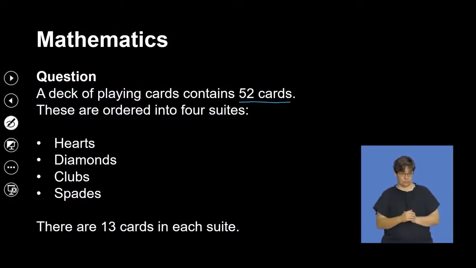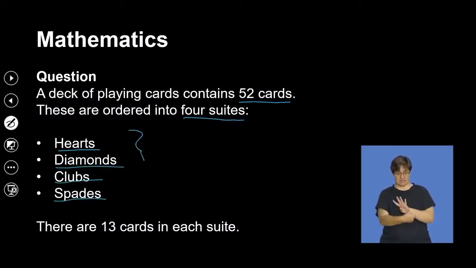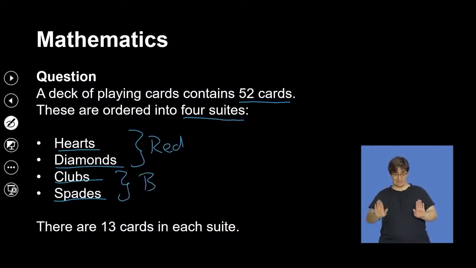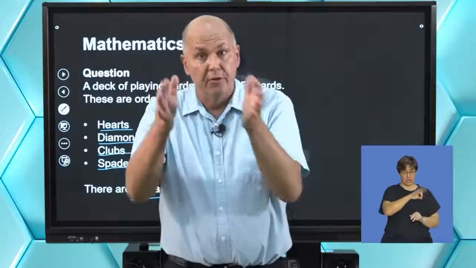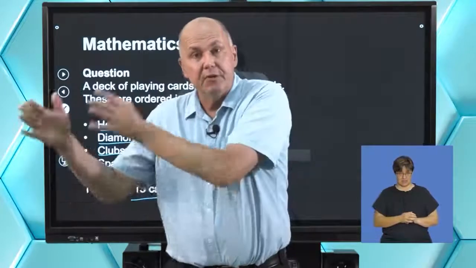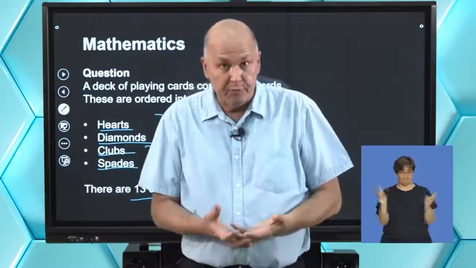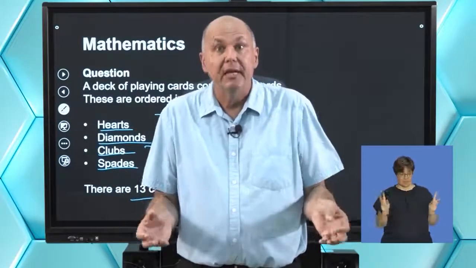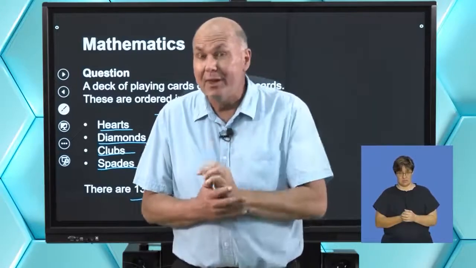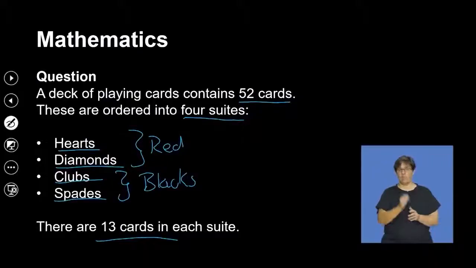They are ordered in 4 suits. Now we have the hearts, the diamonds, the clubs, and the spades. Remember, the hearts and the diamonds are the red cards, and the clubs and the spades are the black cards. There are 13 cards in each suit. So you've got 13 hearts, 13 diamonds, 13 clubs, and 13 spades. That all adds up to 52. The sample space in this situation is 52 cards. So please remember that. We're going to need it as we go forward to the questions.